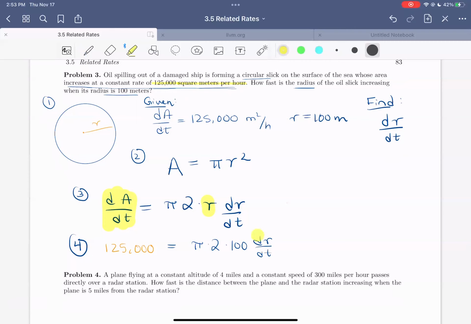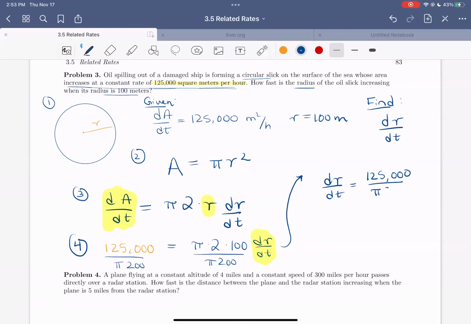Now we just need to solve for dr dt. To do that, we're going to divide both sides by pi times 200. So we get that dr dt is equal to 125,000 over pi times 200. And if we compute that out, that's going to be about 199 meters per hour. So the speed that the radius increases when the radius is at 100 meters is almost 200 meters per hour.